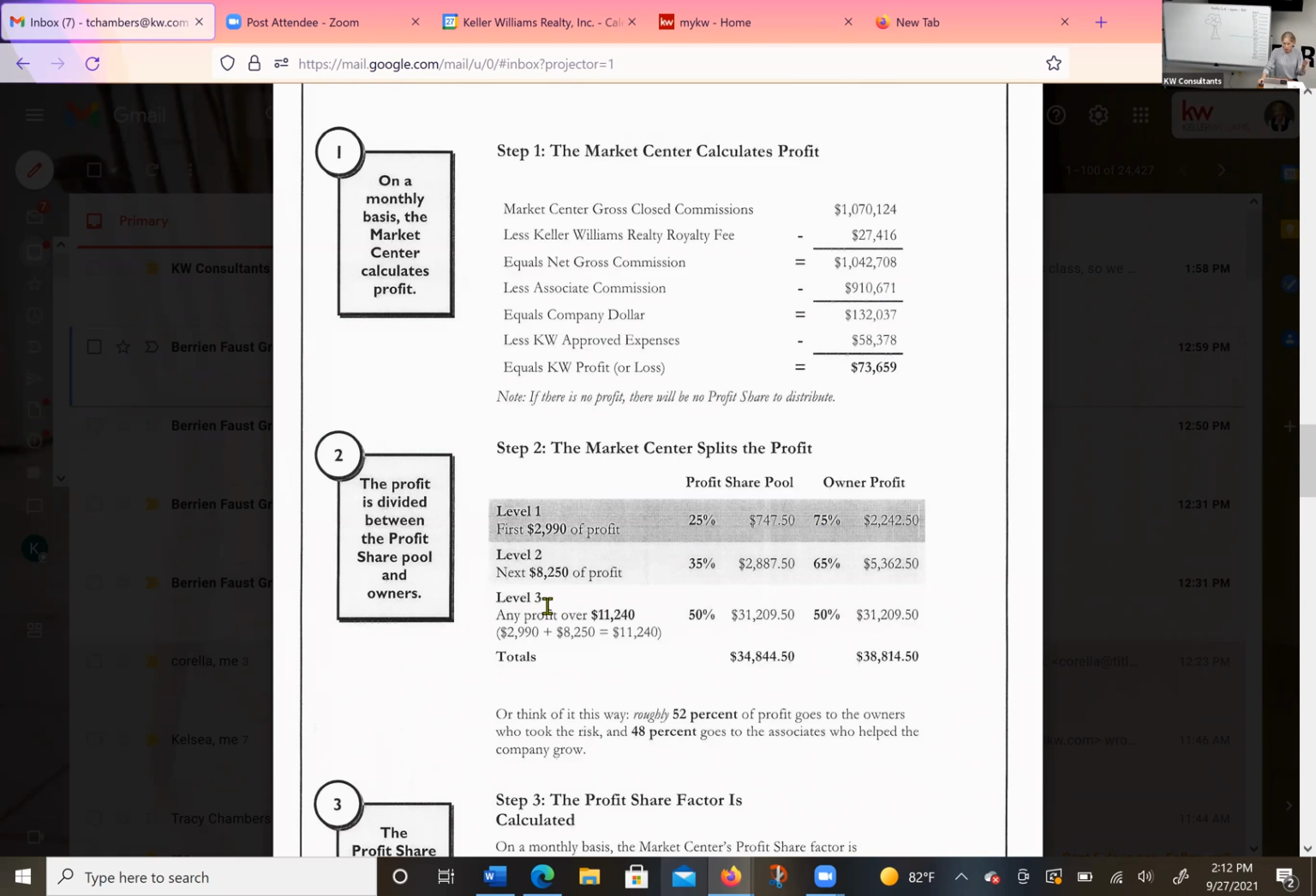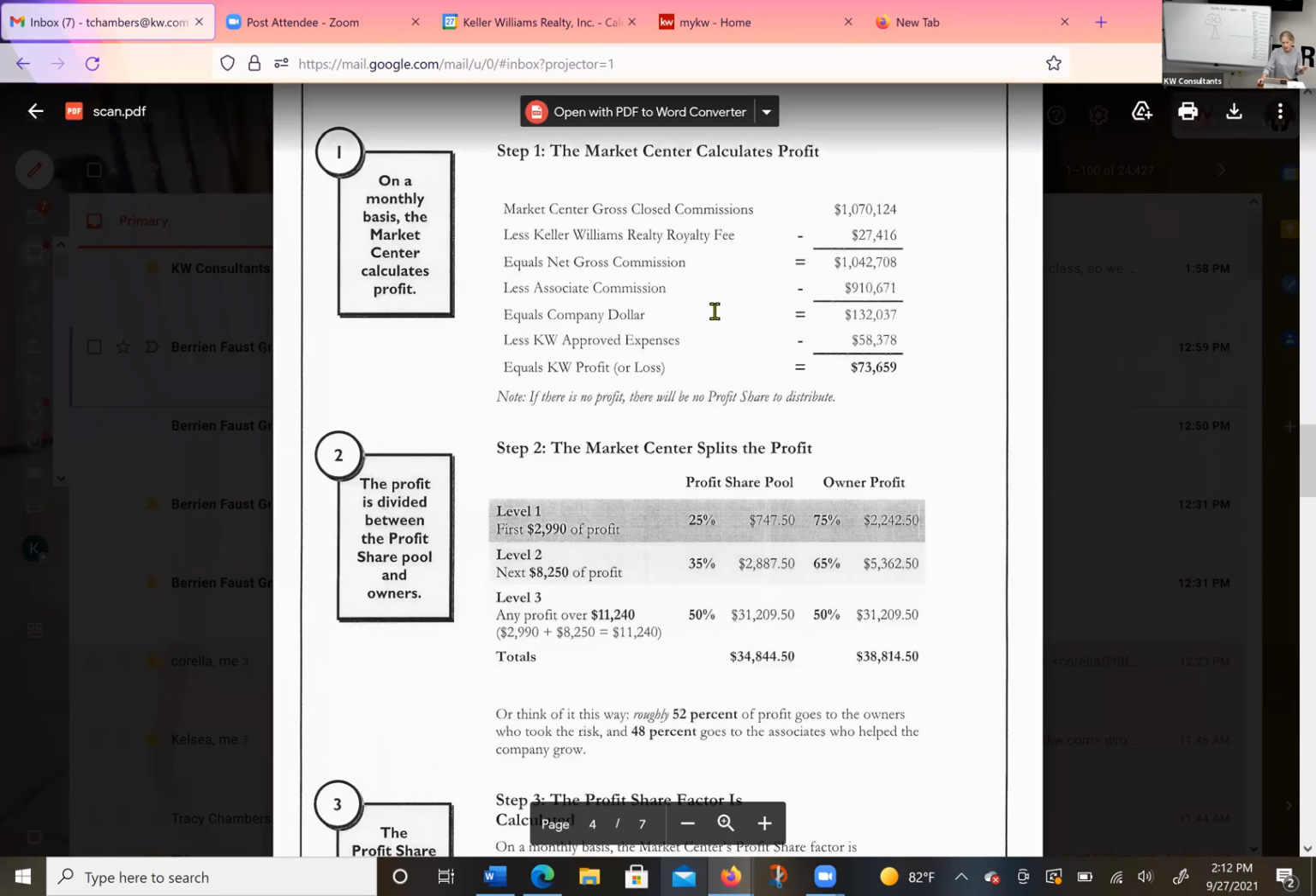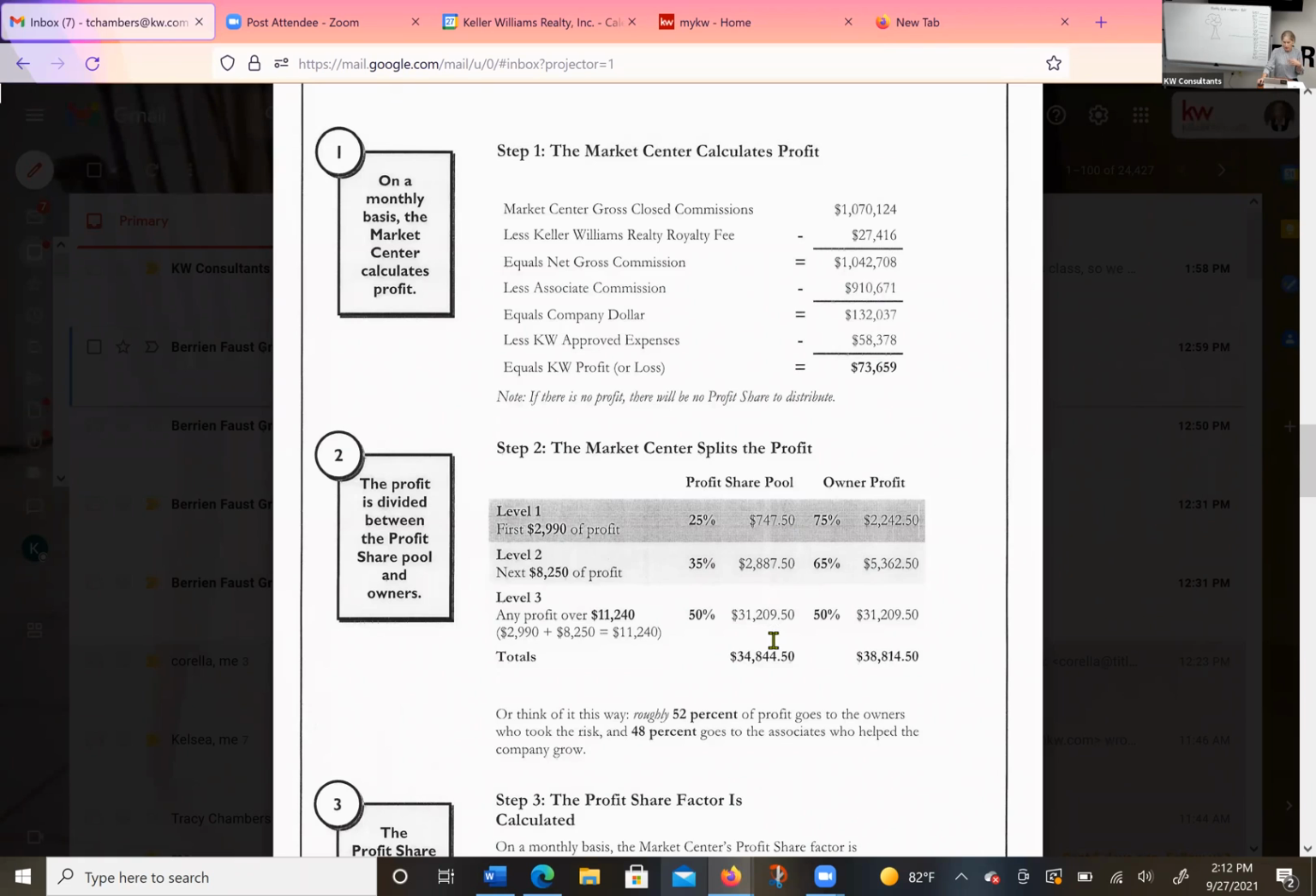Then when a company hits level 1 and level 2, and they get up to $8,250 of profits, it goes to a 35-65, 35 to the agents, 65 to the owners. And then once you're at a level 3, any profits over $11,240, it becomes a 50-50 split. So like in all of our offices that are watching this training right now, we've been on level 3 profit and consultants for probably 15, 20 years. I mean, a long time. We've been at level 3. So this would have only happened in the very beginning when a market center is just beginning.